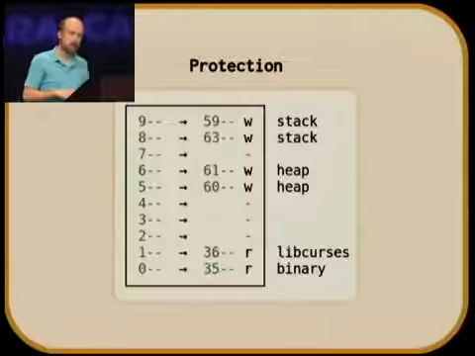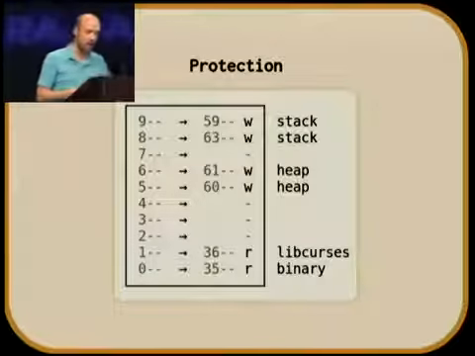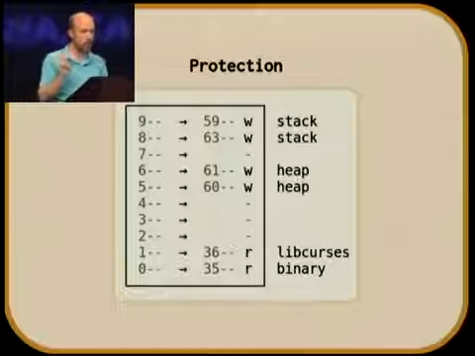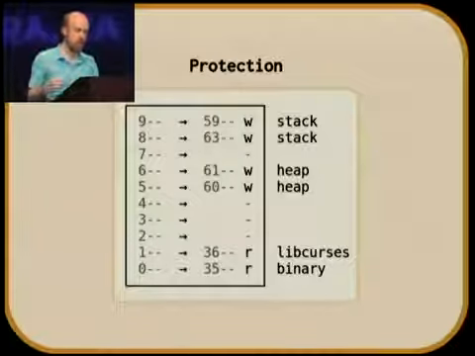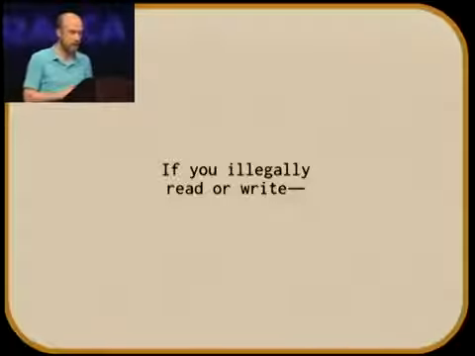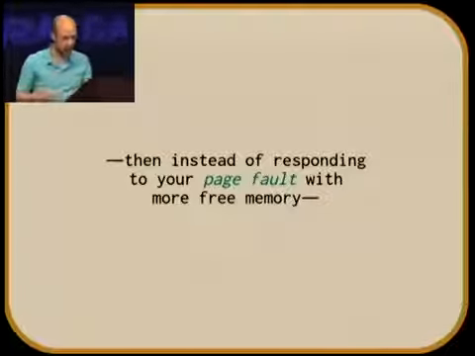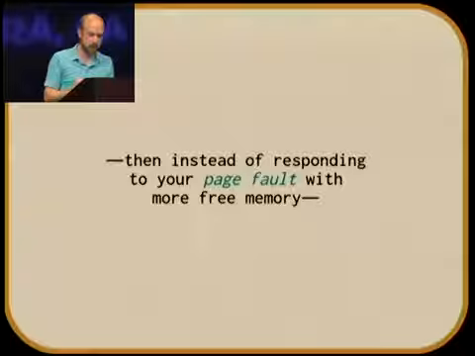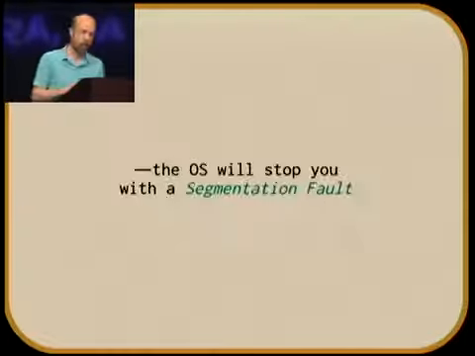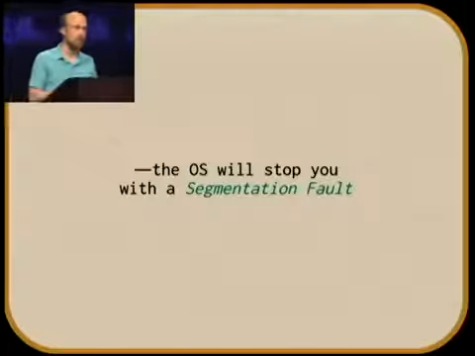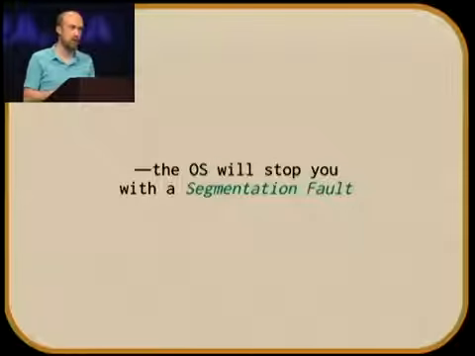Imagine running your editor, which I will not name to avoid starting a religious war. So the example app we were looking at would have write bits set on the stack and heap, but only let you read from the editor binary and the libraries that it used. If you illegally read or write, then the OS, again, gets signaled, but this time, instead of responding to your page fault by giving you more free memory, the OS will stop you dead with what's called a segmentation fault, which basically means a page fault that made the OS angry.